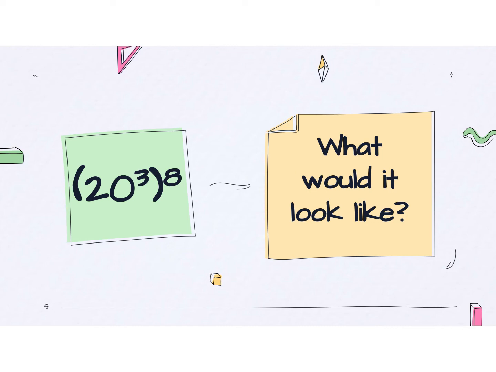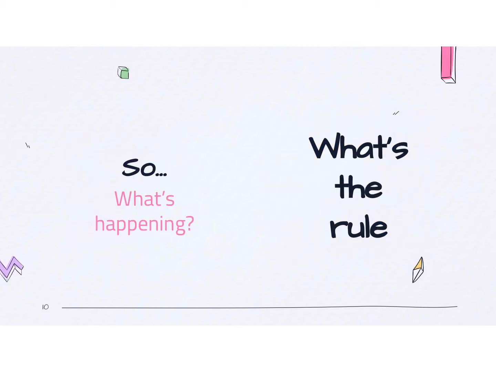Okay, we're back. So, what does it look like? Well, what do you think this looks like? If I have 20 to the power of 3 raised to the power of 8, what would it look like? Hopefully your answer is 3 groups of 20, 8 times. That's an awful lot. I don't want to write that out. So is there a rule? Oh yeah, you betcha. There is a rule. What's happening? What's the rule? Well, can you guess what the rule is? Think for a second. What would be the rule? What are we doing? Let's see if we can figure it out together.